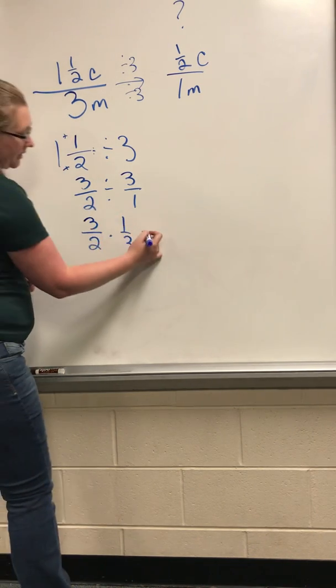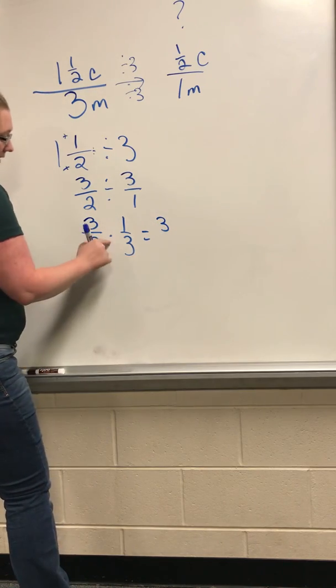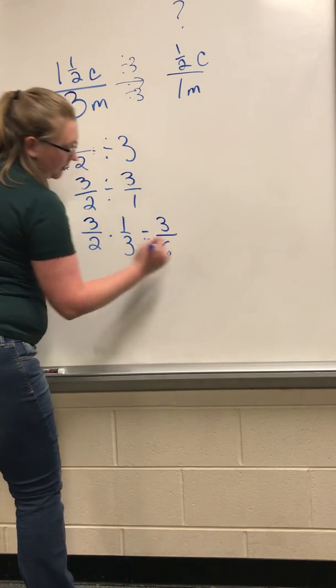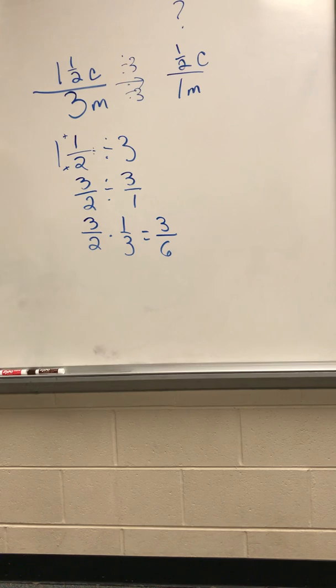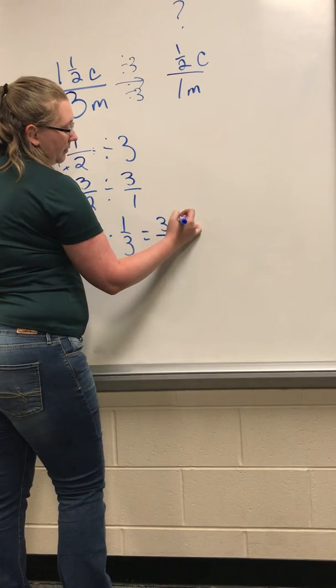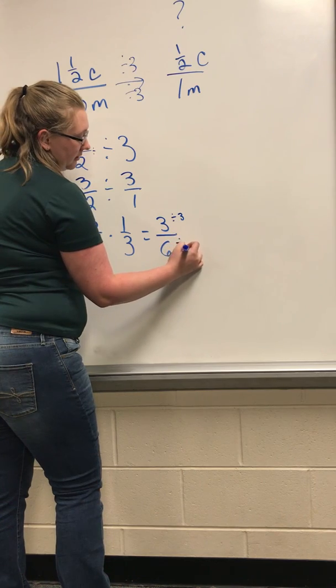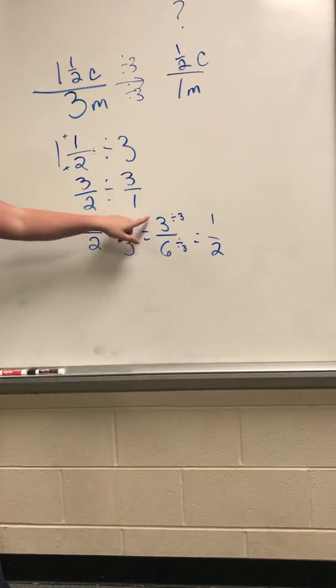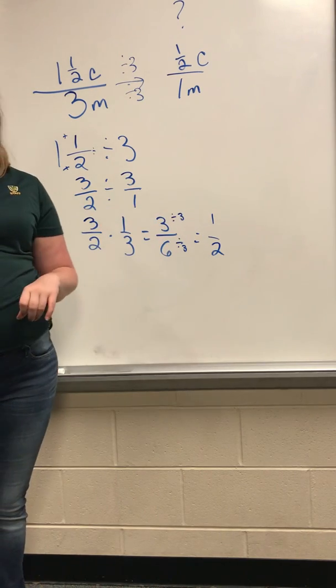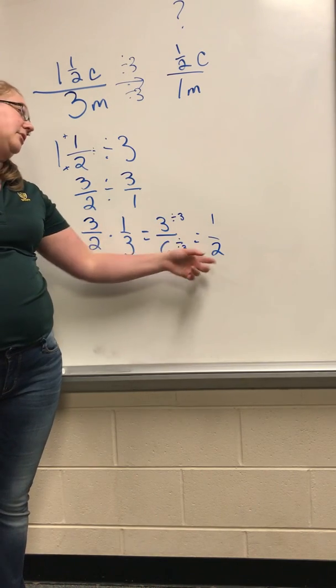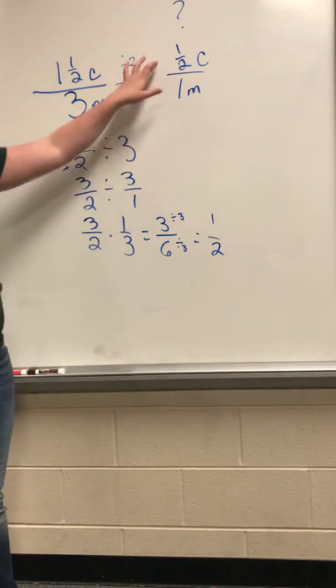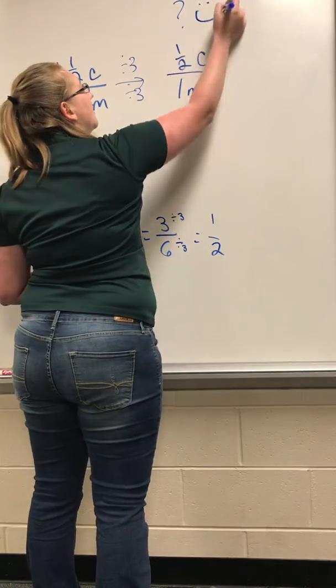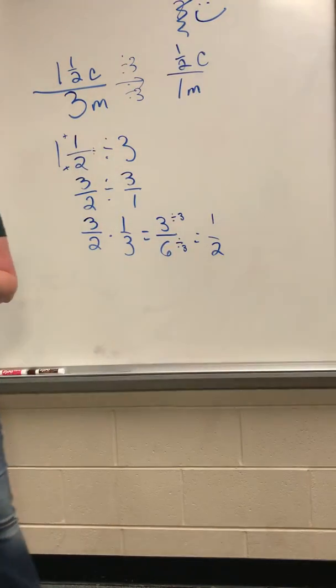3 times 1 is 3. 2 times 3 is 6. 3/6. Ooh, I need to simplify that fraction. To simplify, I can divide both of these by 3, and I get 1/2. Because 3 divided by 3 is 1. Anything divided by itself is 1. 6 divided by 3 is 2. So that does check. Okay. So 3 is proportional.